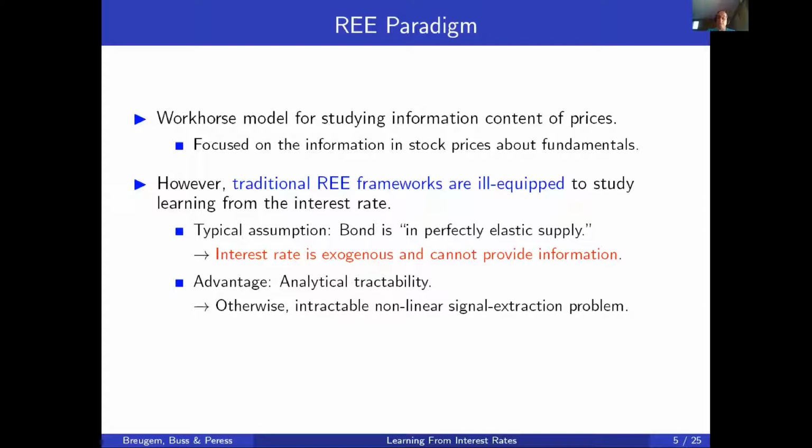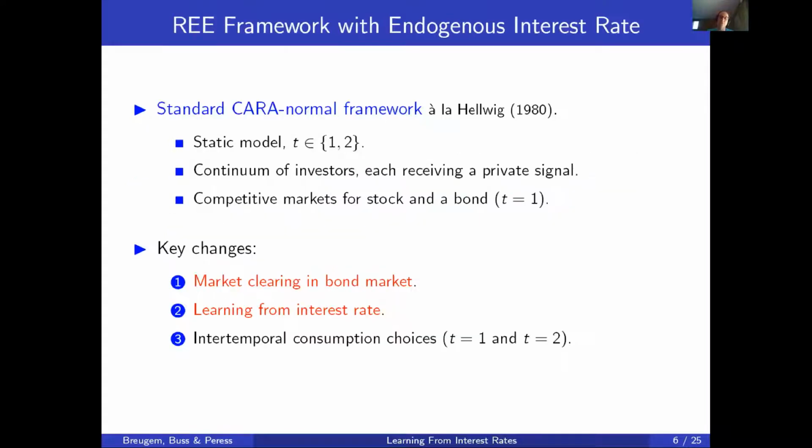Right, so we're going to have to deal with that challenging tractability issue. Okay, so our framework is a standard CARA-normal framework, meaning constant absolute risk aversion preferences combined with normal random variables, in the spirit of Hellwig 1980.